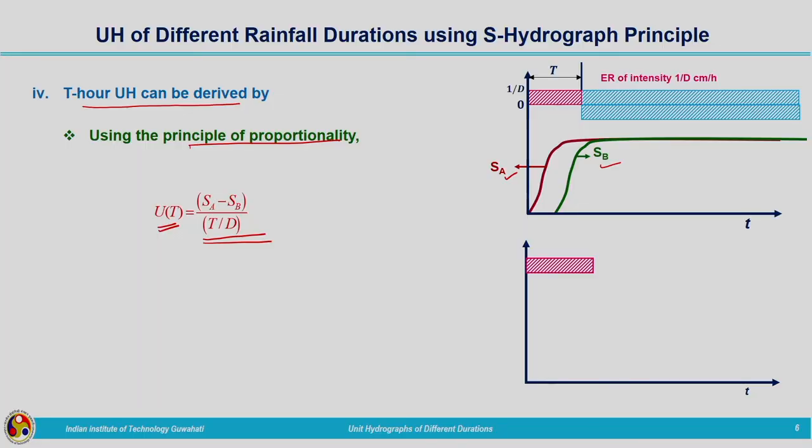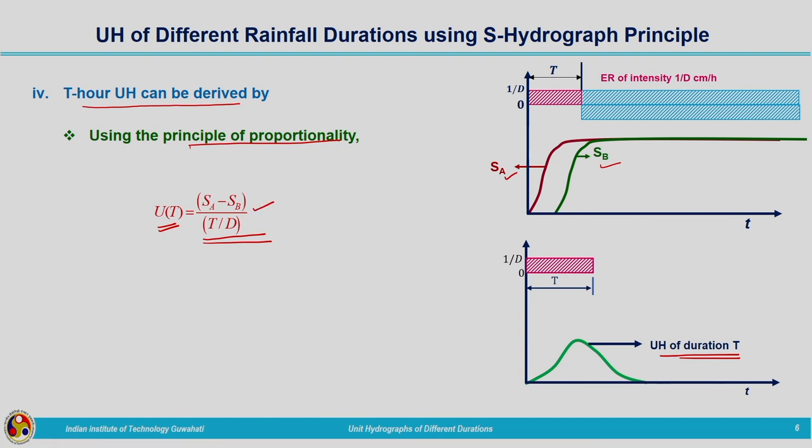We are having an effective rainfall having an intensity of 1 by D centimeters per hour for a duration of capital T hours. The response from this effective rainfall can be plotted by means of a unit hydrograph of duration capital T. So this is the one which is obtained by using SA minus SB divided by T by D.